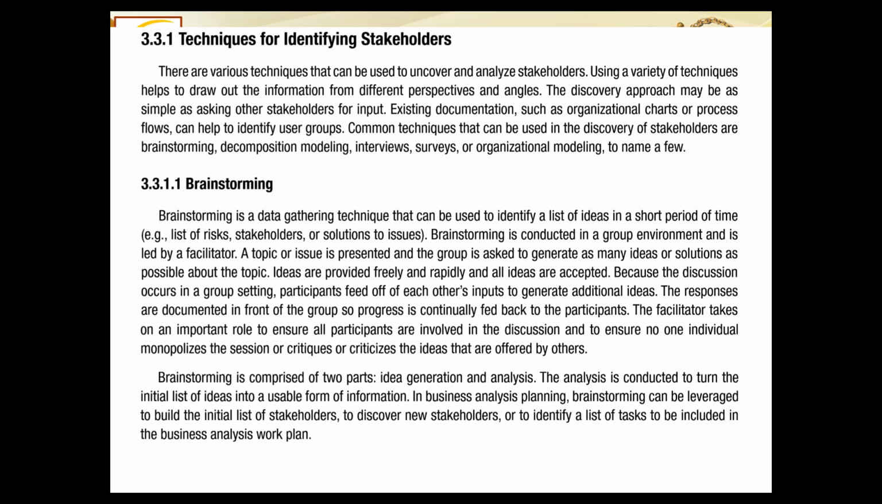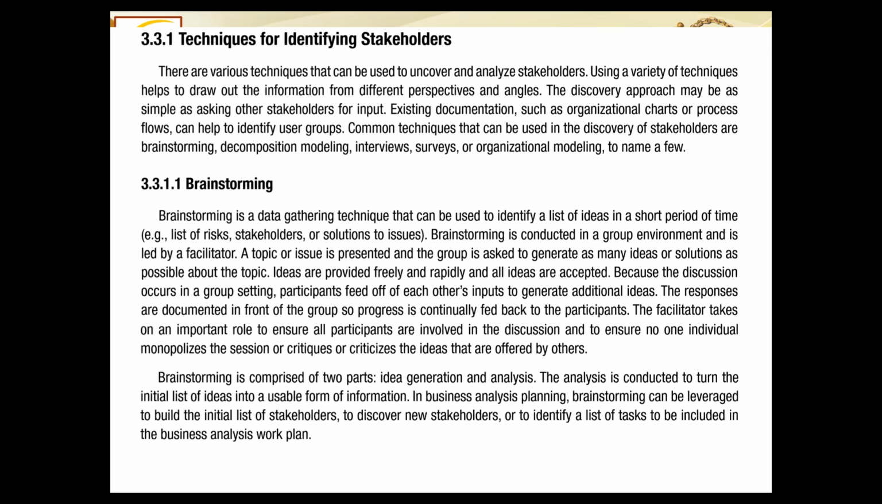The discovery approach may be as simple as asking other stakeholders for input. Existing documentation such as organizational charts or process flows can help to identify user groups. Common techniques that can be used in the discovery of stakeholders are brainstorming, decomposition modeling, interviews, surveys, organizational modeling, to name a few. So some of them will be discussed here, and the first of them is brainstorming.